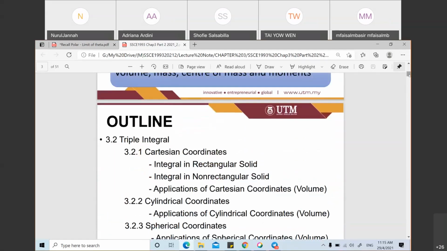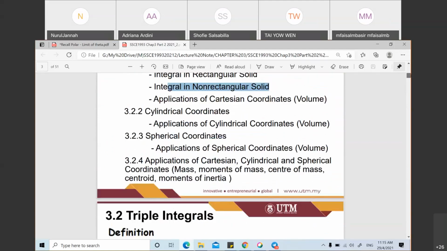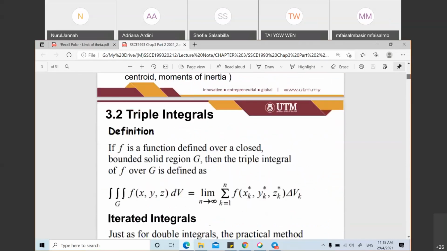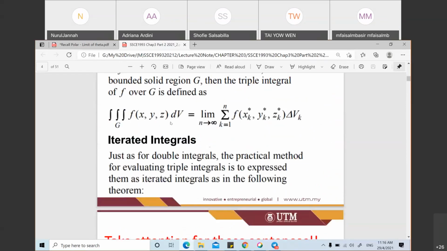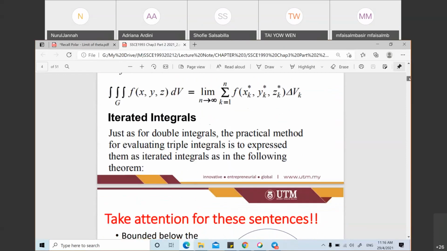In Cartesian, we have integral in rectangular solid like before, and integral in non-rectangular solid. We have 6 different ways, and then we have volume, which is triple integral 1 dV, and then we have cylindrical coordinate. This is nearly the same as the polar, and this is spherical coordinate. Spherical coordinate is so much different. There is another z-axis there. As usual, this is the triple integral notation. We use solid G and dV. If this is 1, the triple integral will be the volume.